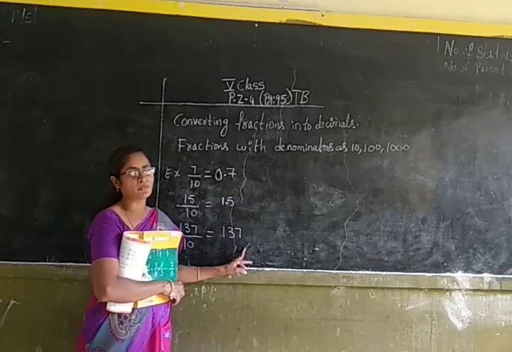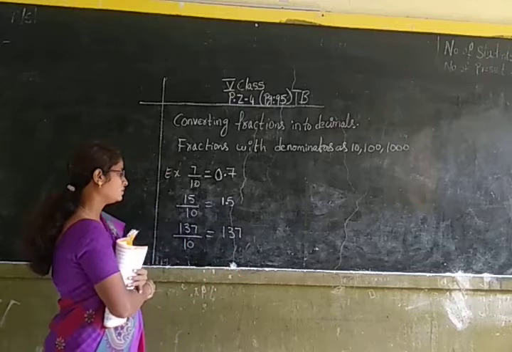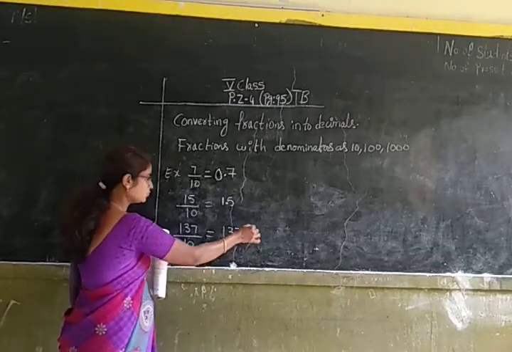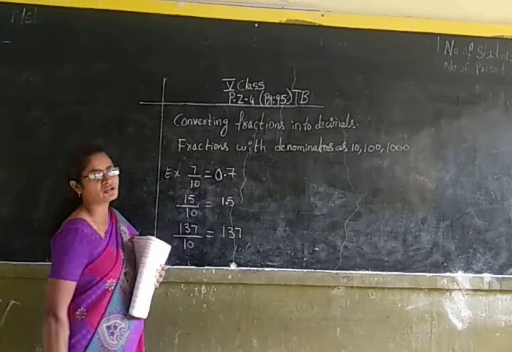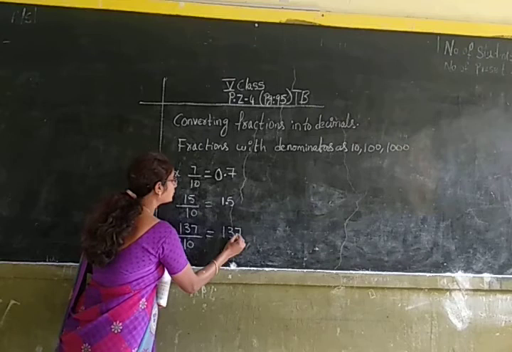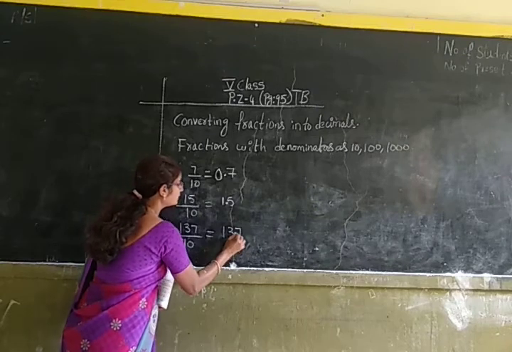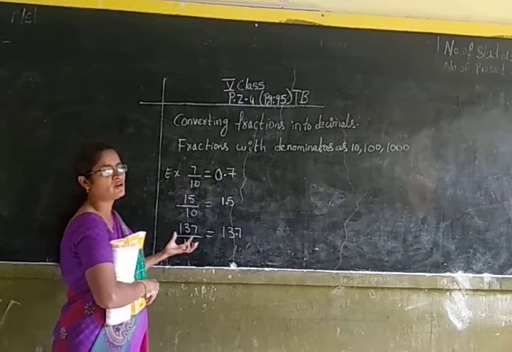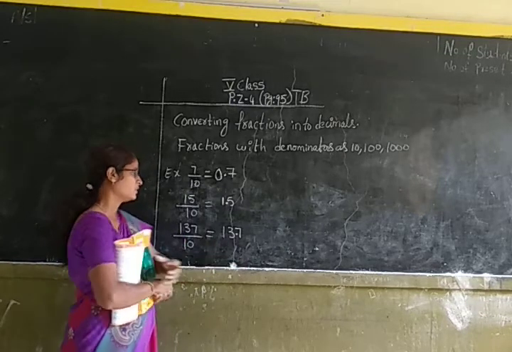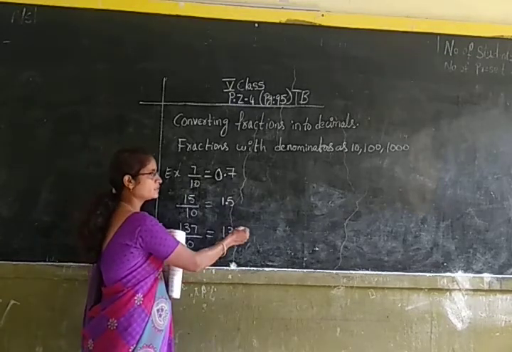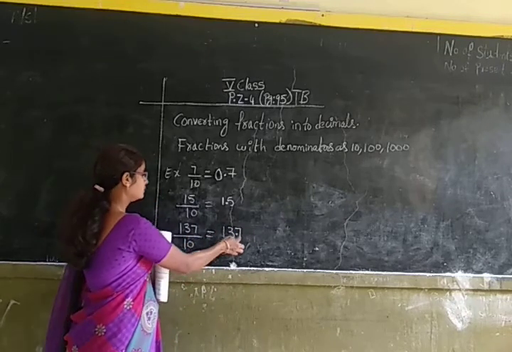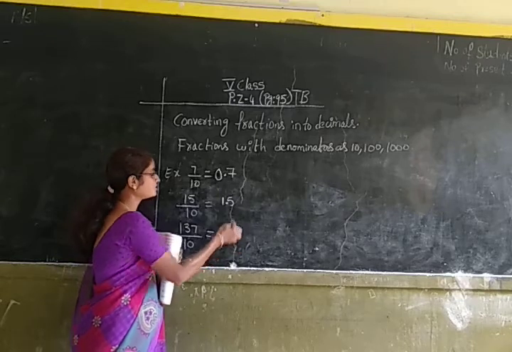So you have to put a point after one digit. You have to put the point from right side. The point should always move from right side to left side. So you have to put a point after 7. So the decimal form of 137 by 10 is 13.7. Whenever you put a point, you should move it from right side to left side.